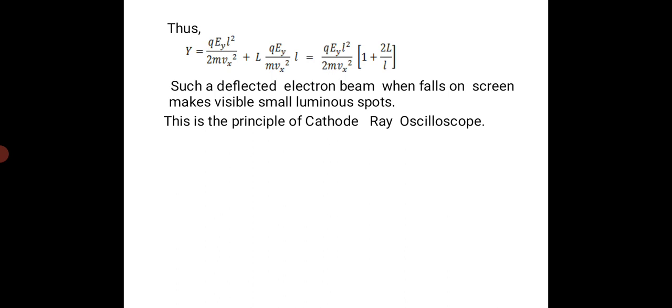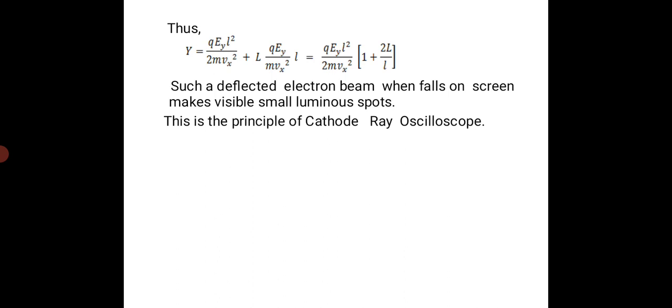Thus, total displacement y is equal to, substituting the value of y1 and y2, you will get QEy L square by 2m Vx square into bracket 1 plus 2D by L, where capital L represents the length of the plate. Such a deflected electron beam when it falls on a screen makes visible small luminous spots. This is the principle of cathode ray oscilloscope.